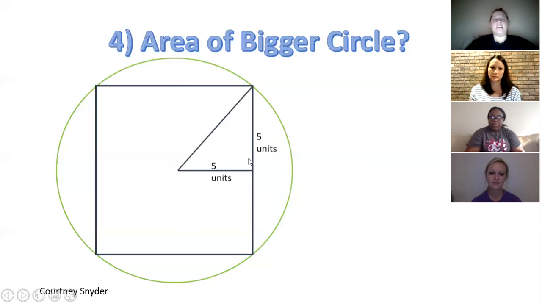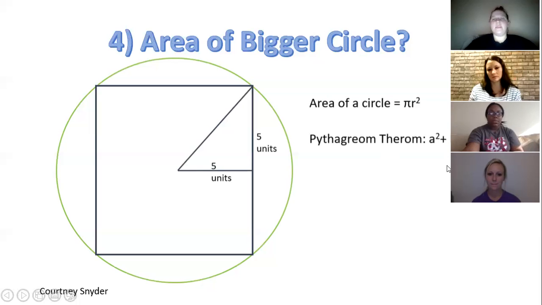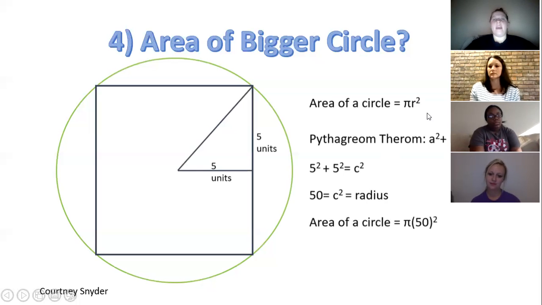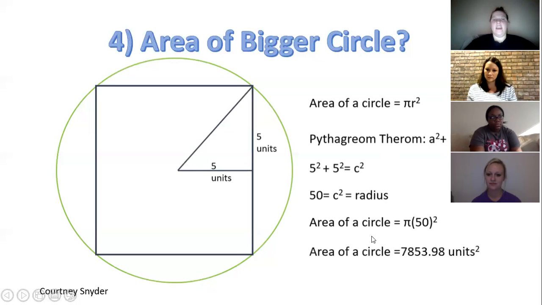We see that both sides are equal to 5 units, and we are going to plug it into a squared plus b squared equals c squared. So we'll have 5 squared plus 5 squared equals c squared. And so 50 equals c squared, which gives us the radius. Then we'll plug that back into our equation for pi r squared to find the area of our big circle. So it would be pi times 50 squared. When we put that into a scientific calculator, it comes out to 7,853.98 units squared. It's units squared because we want the area of the circle.